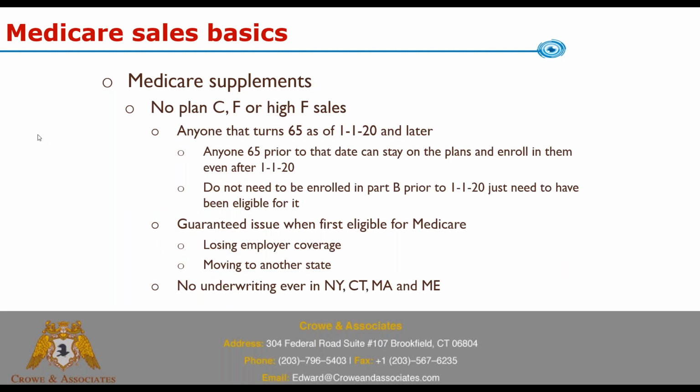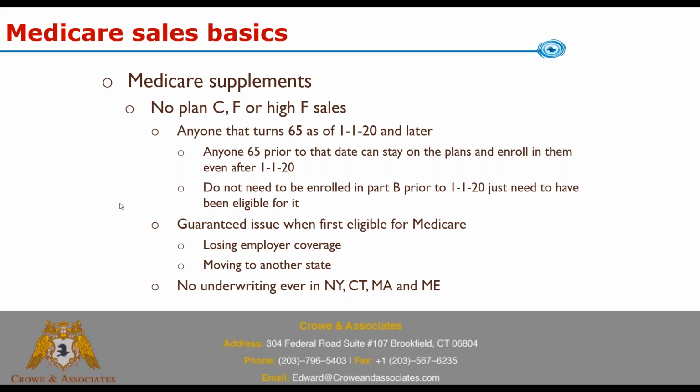As I mentioned earlier, I won't run through this whole thing again. No Plan C, F or high F sales for anyone that turned 65, for anyone that was eligible for Medicare prior to 1/1/20. So anybody eligible for Medicare prior to 1/1/20, they can get C, F or high F. Anybody that was eligible for Medicare 1/1/20 or later cannot get it. But again, you got somebody who's 70 years old, they've been on Medicare for a bunch of years, they want an F or a high F, they can get it because they were eligible for Medicare prior to 1/1/20.